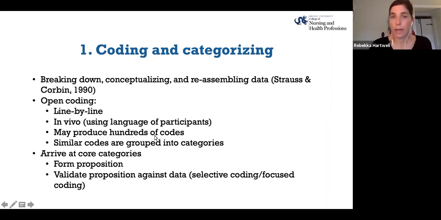Then this may produce a ton of codes. Over time, as more and more codes accumulate, similar codes are noticed, and they can be grouped into categories. As the categories crystallize and become more clear, you see which category stands out, which seems very important, almost like an overarching concept that encapsulates a lot of other things. Then the researcher forms a proposition and goes back over the data again with these categories in mind, asking: does this actually work out for all of my participants? Is this happening for all of them? So that's called the focused or the selective coding.